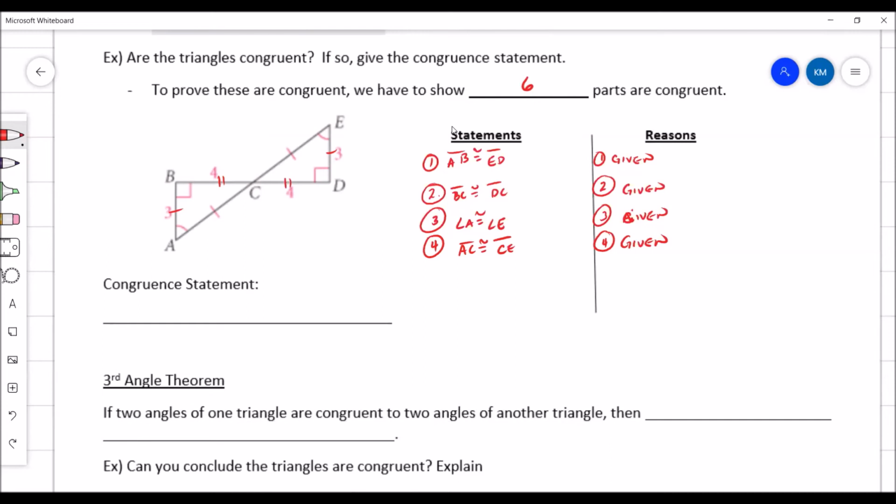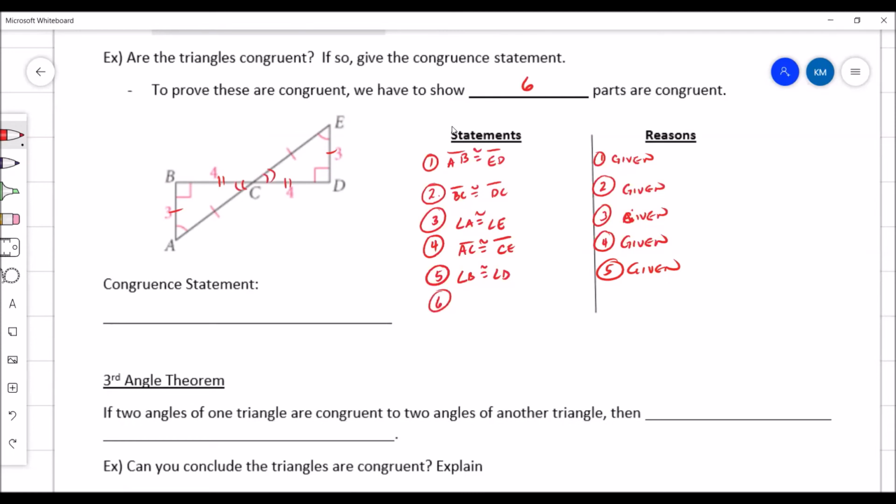Okay, so right now we have 3 sides, 1 angle, and I can also say that angle B is congruent to angle D, given. All right, so we have 5 parts. We need to prove that 6 parts are congruent right now because that's how we can tell that 2 triangles are congruent. And the only thing that we haven't marked is that angle BCA and ECD are congruent to each other. But we can say that those are congruent to each other because of vertical angles.